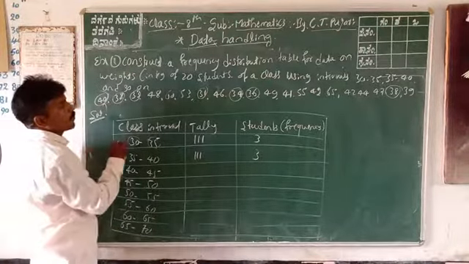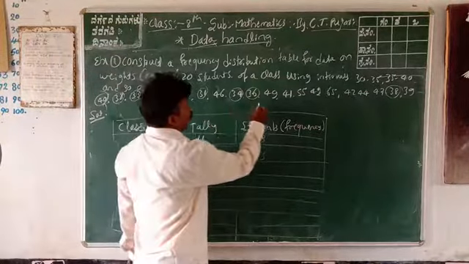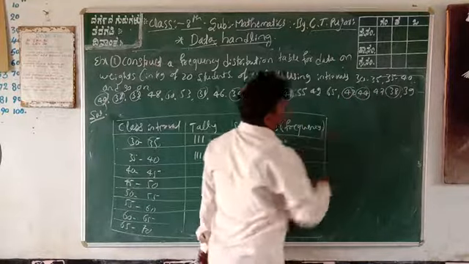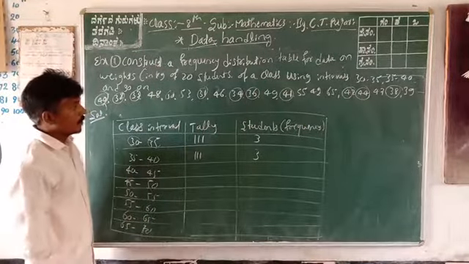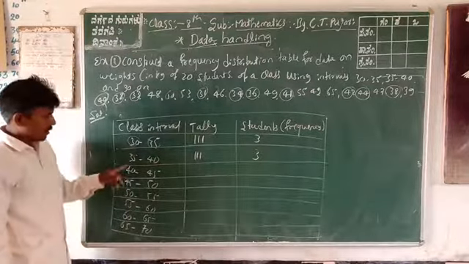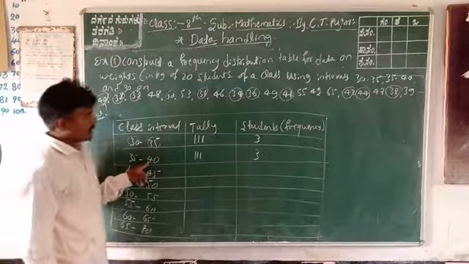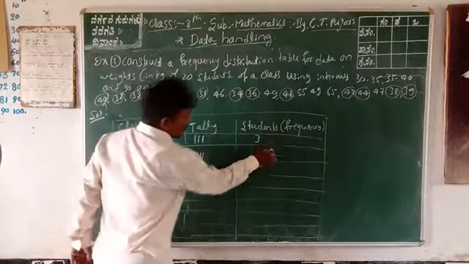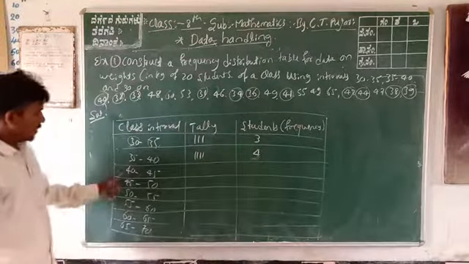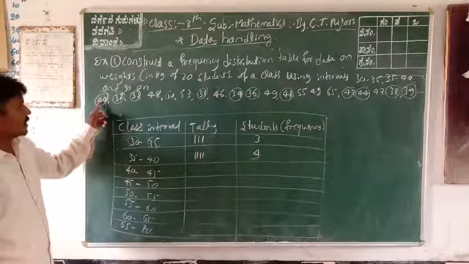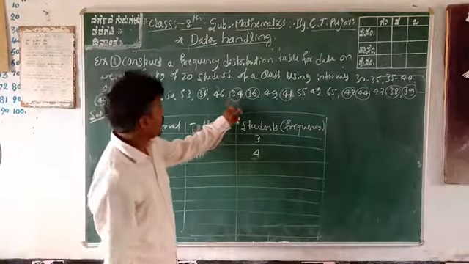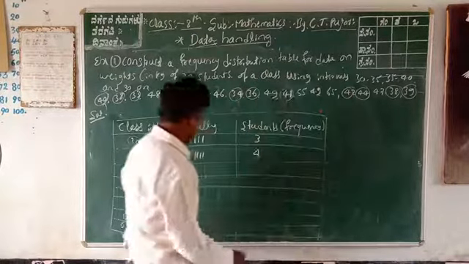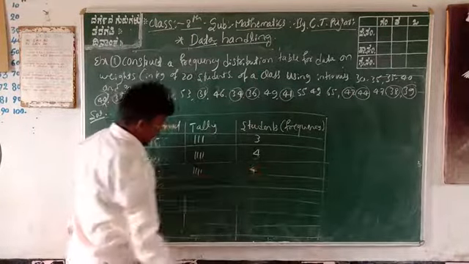What about next? 40 to 45. 1, 2, 3, 4. In this one, more is 39. Therefore this one is 4. The next one is what? 40 to 45. 1, 2, 3, 4. Only 4 is there. This also only 4.